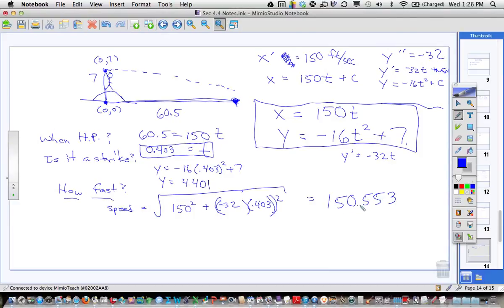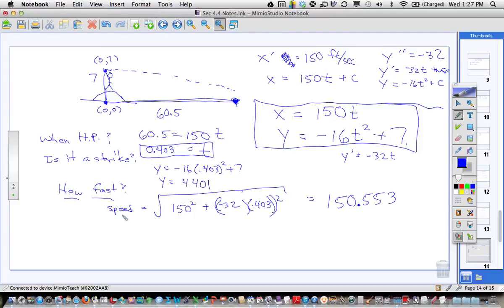150.553 miles per hour, whatever, feet per second, I guess. And it's fast, and we said that the ball is actually, which is not realistic, getting faster, right? Because it's going to stay a constant 150 feet per second because of no air resistance. Plus, it's dropping, so it's picking up speed a little bit. So the fact we got a little bit higher number would be reasonable in this problem.